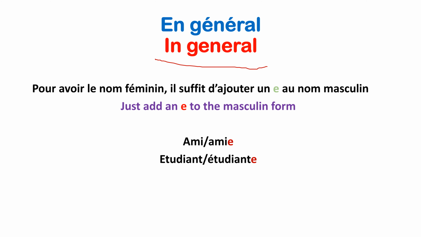Here goes. In general, to have the feminine of a masculine noun, all we need to do is add an E. So, we just add an E to the masculine form. Ami, meaning a friend, we add an E at the end. Étudiant, which is what you are by definition, you add an E.